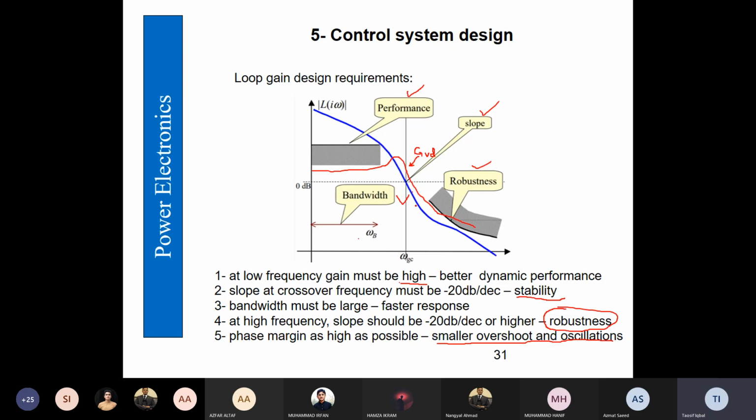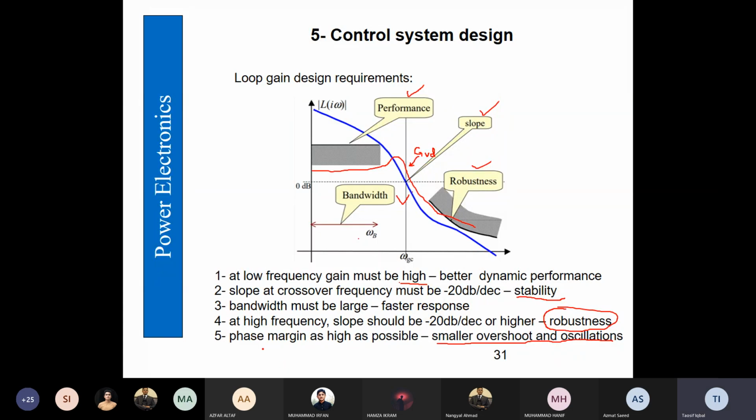And after crossing the 0 dB line, the loop gain should be even steeper. The slope should be larger, at least minus 20 dB, and even better if it is higher. If it is minus 40 dB or even higher, that would indicate that our system is robust because it is nullifying high frequency noises.